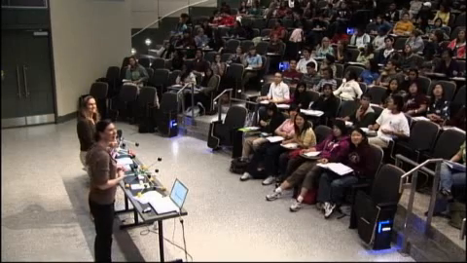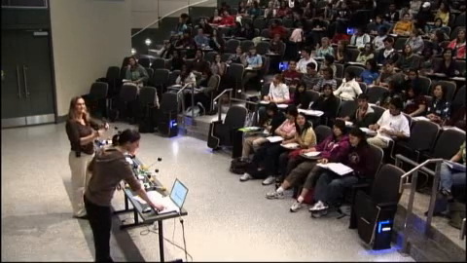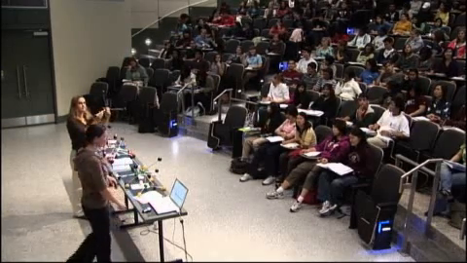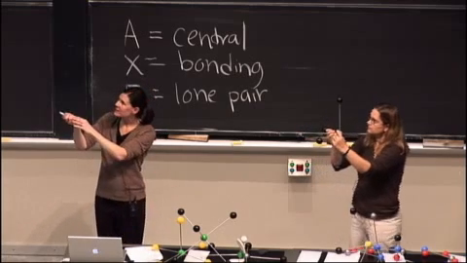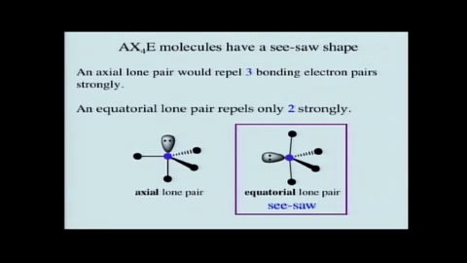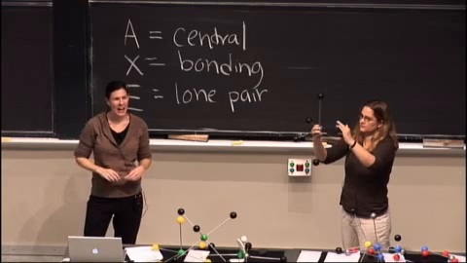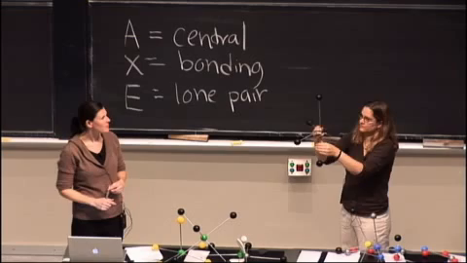It's correct that the equatorial is, in fact, has only two that it strongly repels. So actually, it's probably easier to look at Professor Drennan's model here to see that. So it's where the equatorial lone pair is that is the actual seesaw geometry.